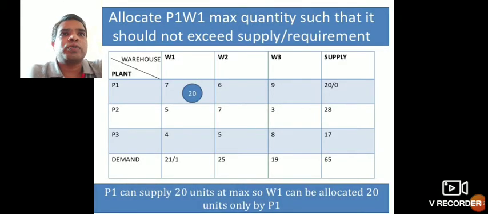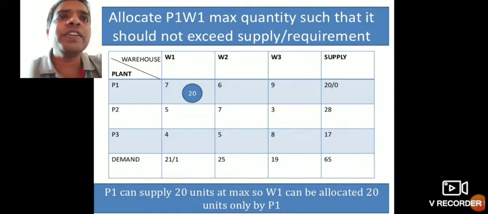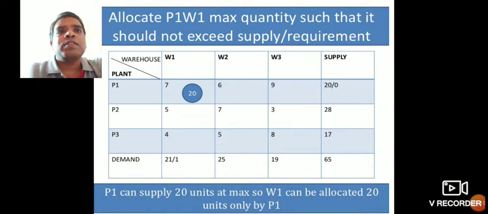Next, step 2, you need to start the allocation process. Now this is very important here. You need to start the allocation process from the northwest corner cell. Northwest corner cell means the upper extreme left cell. Here the northwest corner cell is P1, W1, where the cost 7 is there.